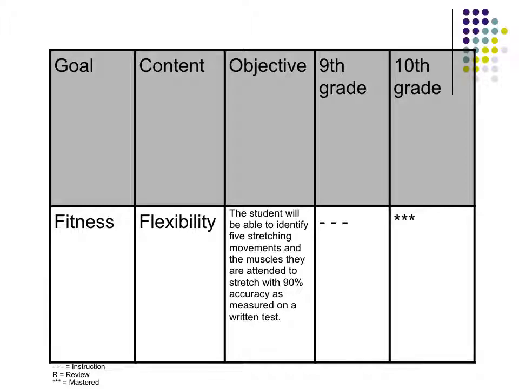So what I'm saying here is that for the objective, the student will be able to identify 5 stretching movements and the muscles they are intended to stretch with 90% accuracy as measured on a written exam. Obviously, this is a cognitive learning objective. This is instructed in grade 9 and then is mastered in grade 10. I don't have review in this particular objective, but I try to put at the bottom of the table a note that's telling others what those dashes and asterisks mean.